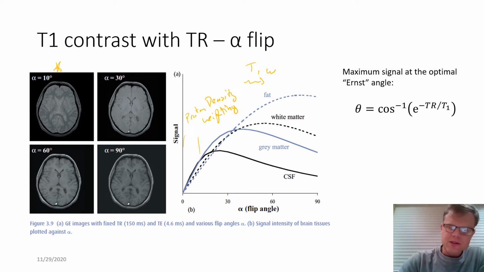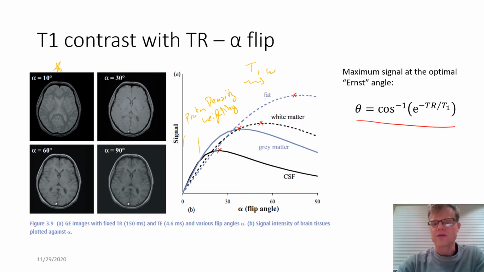Another thing I want to point out is that these curves all have a distinctive maximum, and this is going to be the optimal signal if you want to consider just the most signal you can get for a single tissue. So that's about these maximum points of these curves, and that's what's written over here.